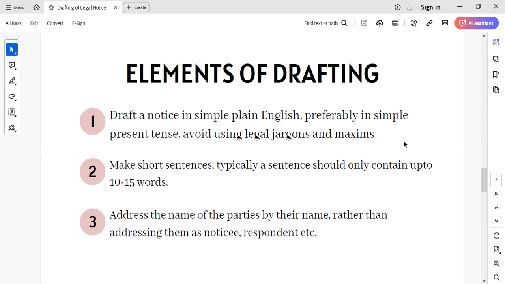Second, short sentences. Do not use legal jargon, meaning legal vocabulary. For example, if I start using words like pro forma defendant or pro forma plaint, what do you mean by a pro forma defendant? Did you understand what I said? Who is a pro forma defendant? No? That is legal. When we are sending a notice to someone, they don't know legal terms. Even lawyers sometimes don't know what a pro forma defendant is. So you should not use high legal vocabulary. Just use simple English. That's all.